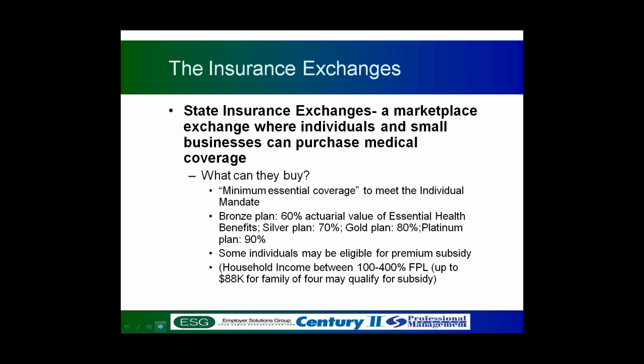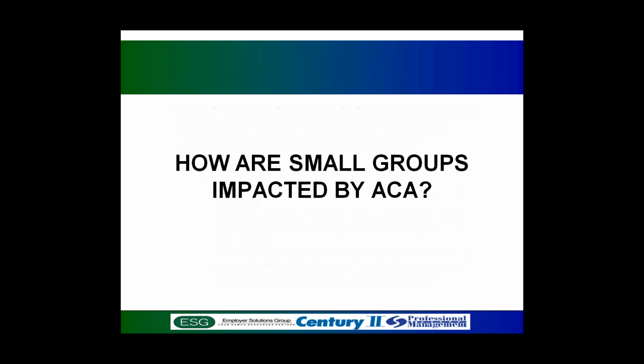And then, of course, there are some individuals who will be eligible for a premium subsidy. Typically, this would be someone who has a household income between 100 and 400% of the federal poverty level. And so this is a family with a household income of up to $88,000 for a family of 4. They may actually qualify for a subsidy.